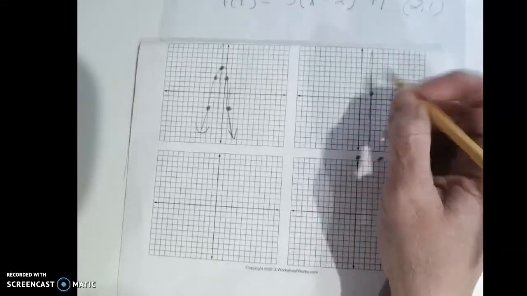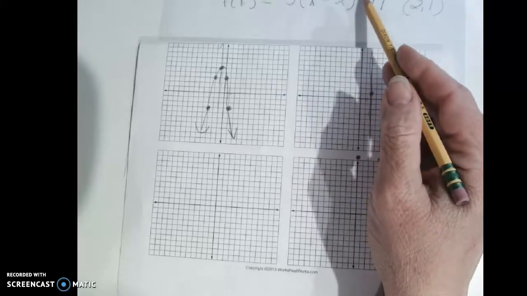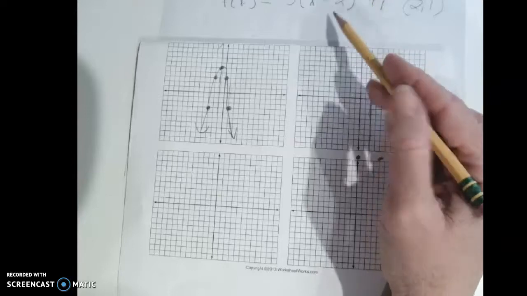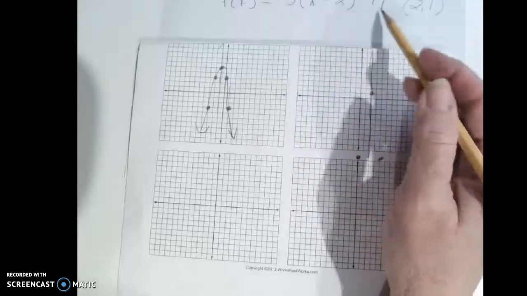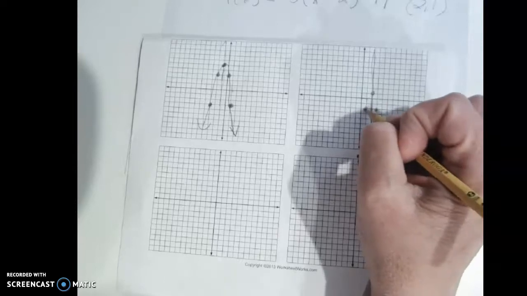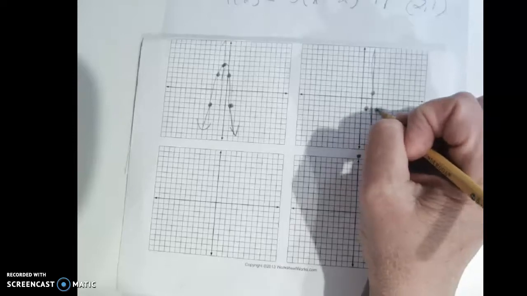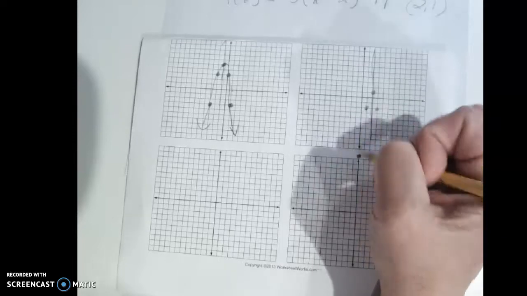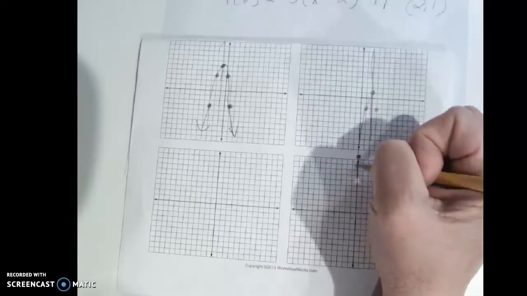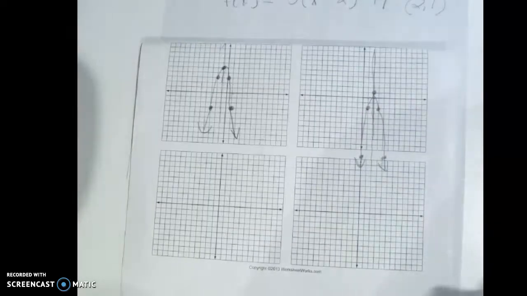If I put in 1, I get -1. Squared is 1. 1 times -3 is -3. Plus 1 is -2. So I have 1, -2, which is going to give me, I graphed them wrong. 1, -2, and then what is this? 1, 2, 3, -2. And that's how you graph it, just like that. Okay?